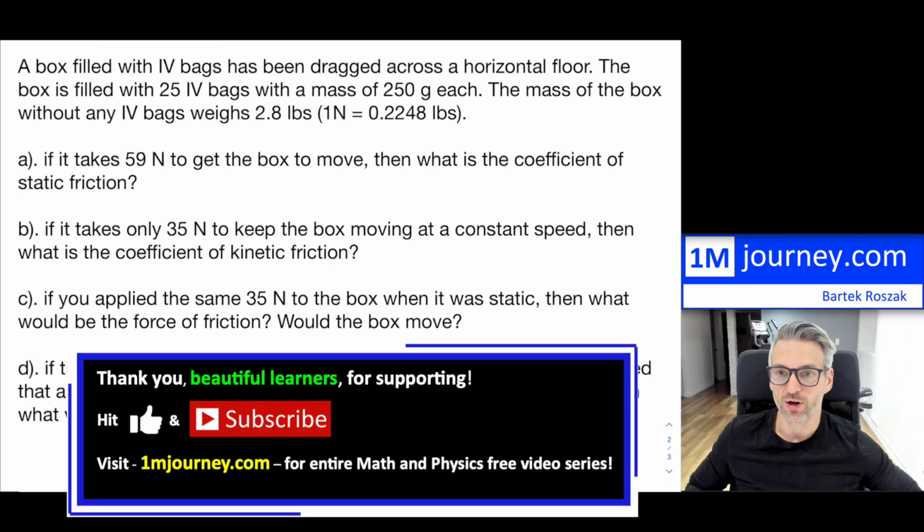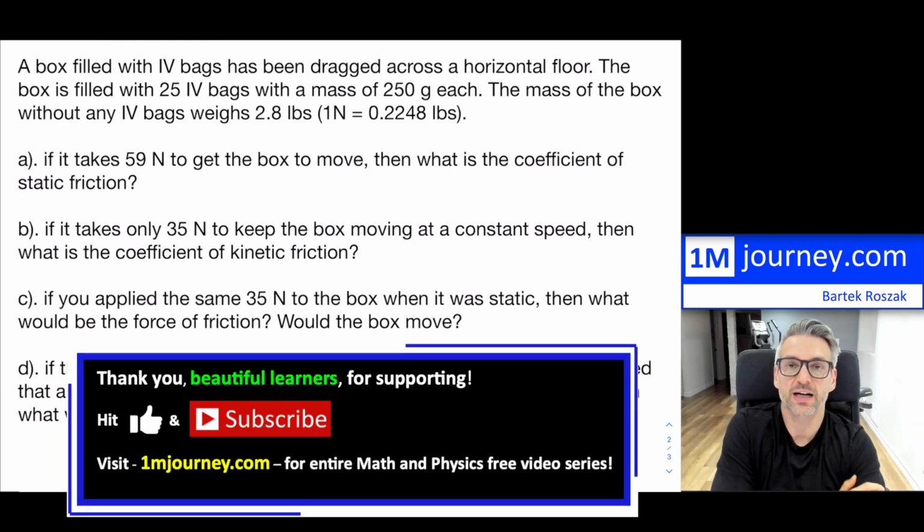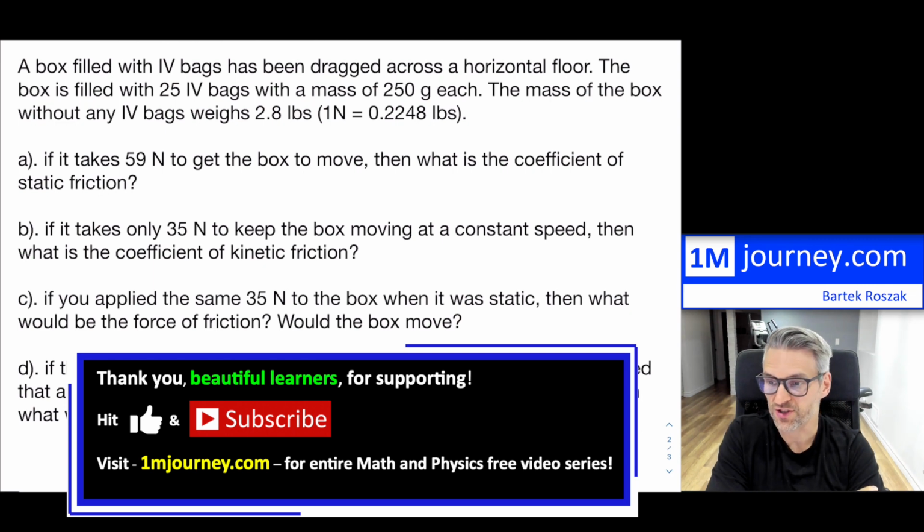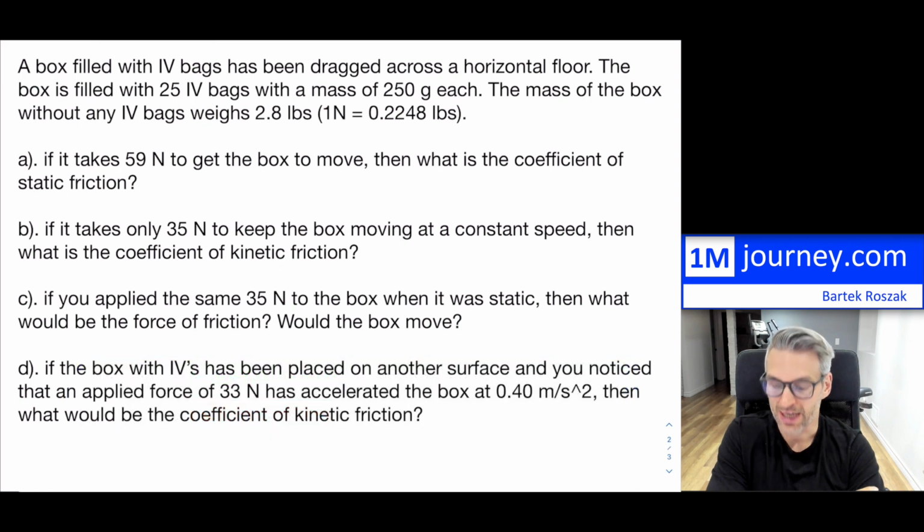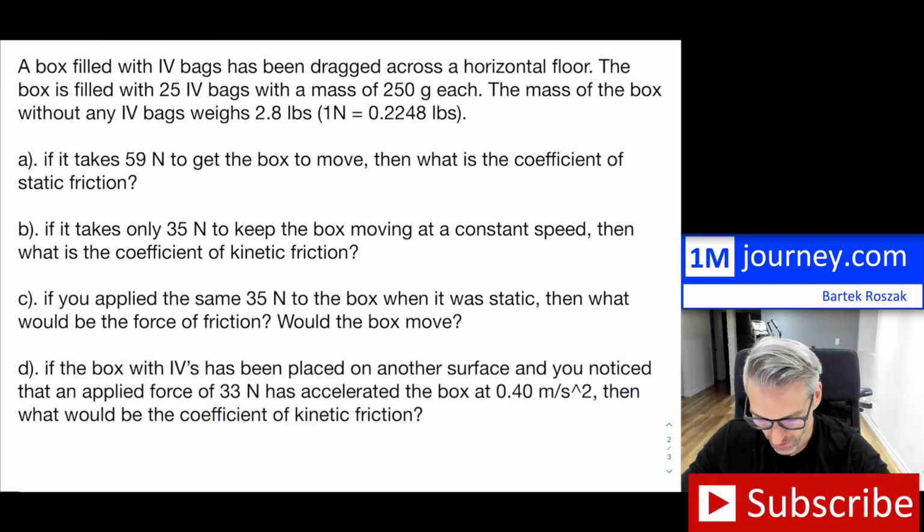Here's an example on friction. So calculating coefficients of friction, and there's actually 4 parts in this example. So let's take a look at how to tackle this. Okay, so you have a box, it's filled with IV bags, and it has been dragged across a horizontal floor.